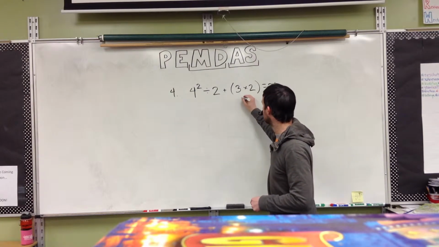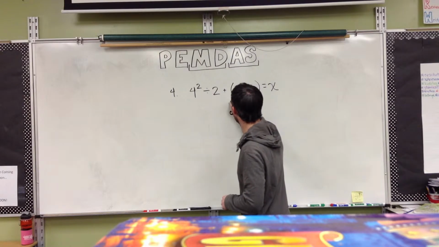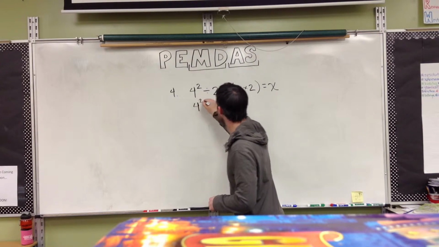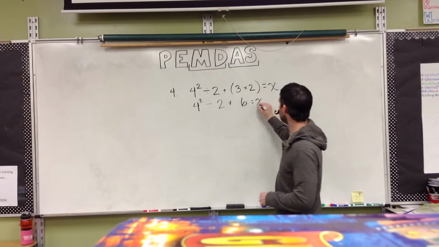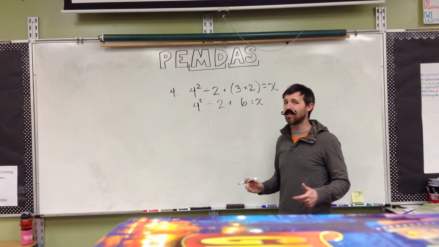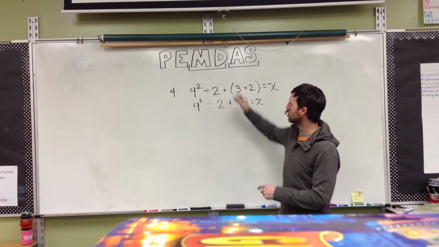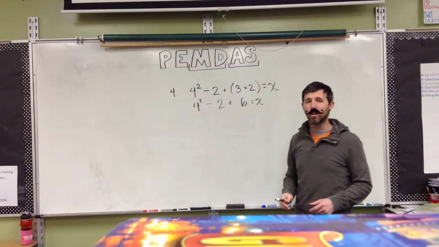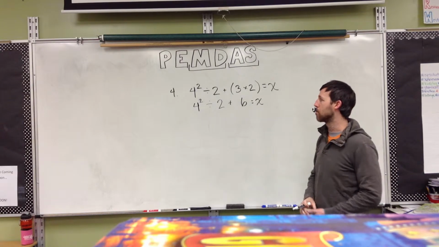3 times 2 is 6. And then remember, bring down the rest of the problem. And we just do that to stay organized so we don't get confused either. Because if you start just trying to do random parts, it's going to be a mess, and then you're not really going to have much order for the order of operations.